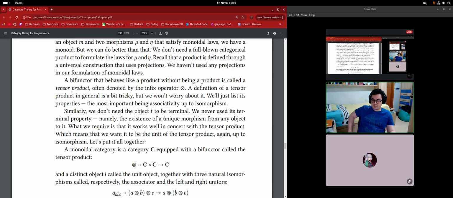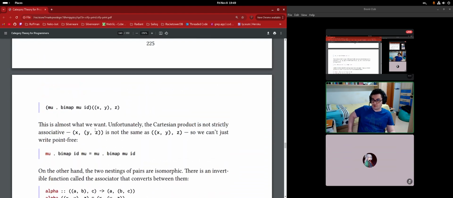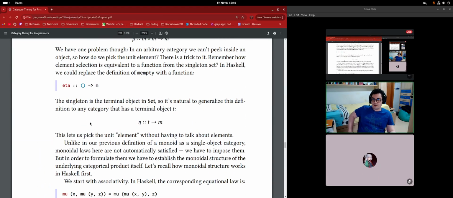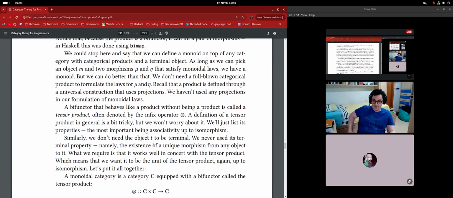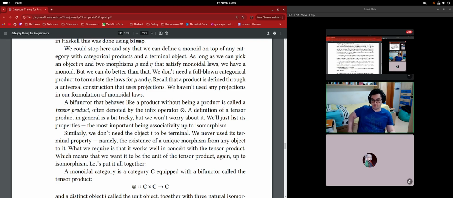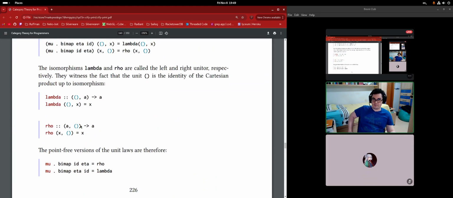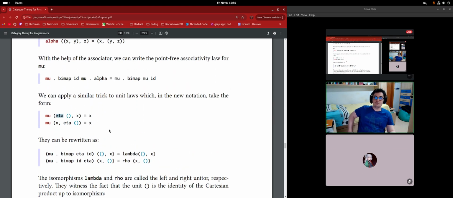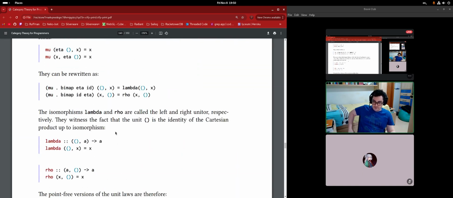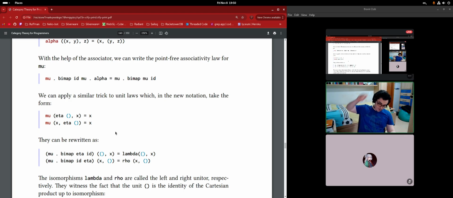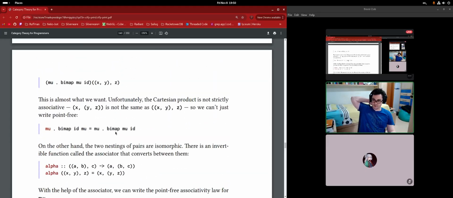And then similarly, we don't need the terminal object. Well, we didn't use it per se, but it's kind of like it's in here. We never used the terminal property, which is the existence of a unique morphism from any object to it. What we require is that it works well in concert with the tensor product. So for the tensor product, which is the bimap in this case, the bifunctor, we use eta, but we didn't use the fact that it is a terminal object. We didn't use that fact. That is true.